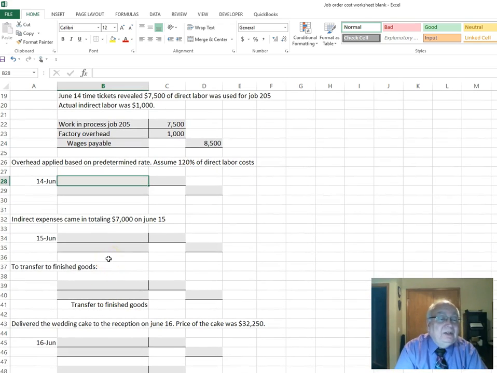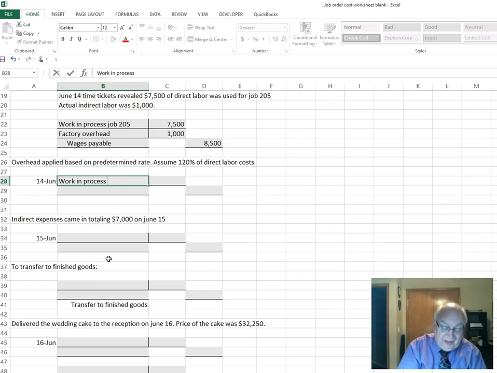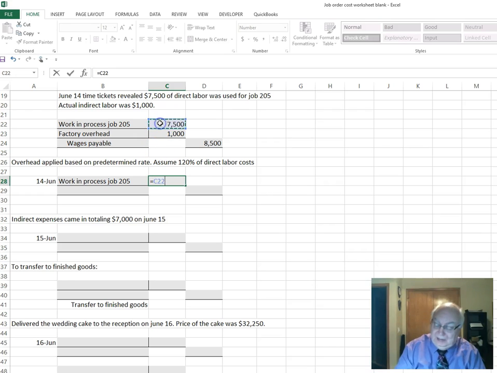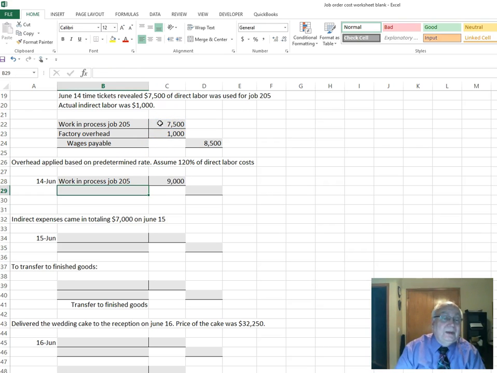Now overhead is applied based on a predetermined rate. Assume 120% of direct labor costs. Applied overhead also goes into work in process. Work in process is an inventory account. That's where you keep all the costs that go into the job. So we take the $7,500 times 1.2 because remember it was 120% of direct labor costs. And then we credit factory overhead for the $9,000. That's for the applied overhead.